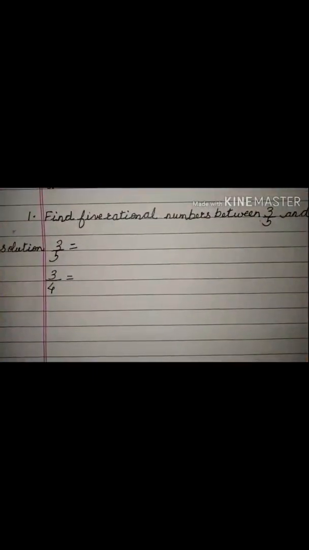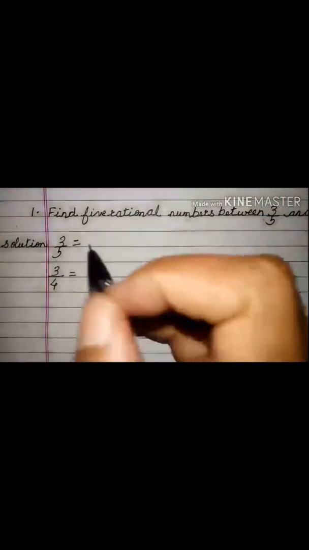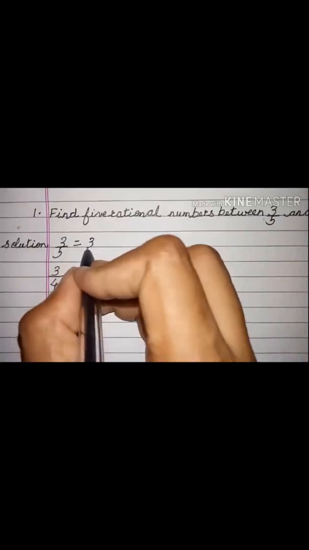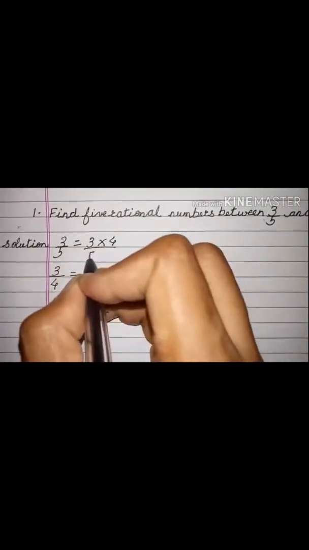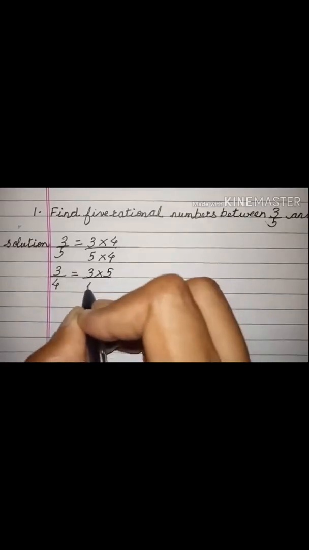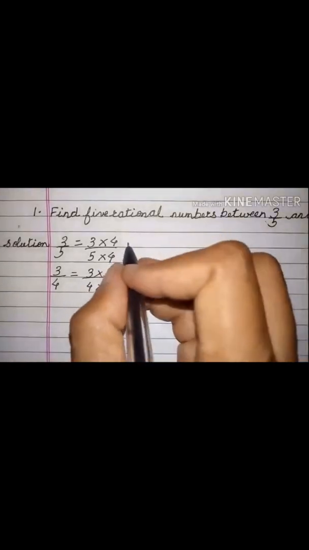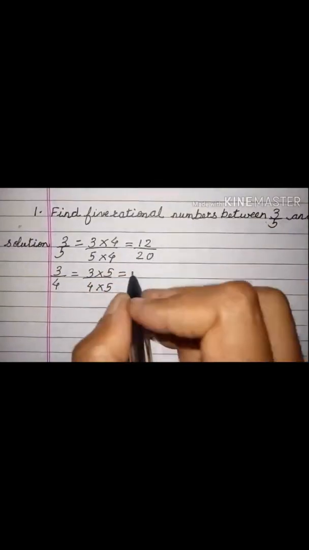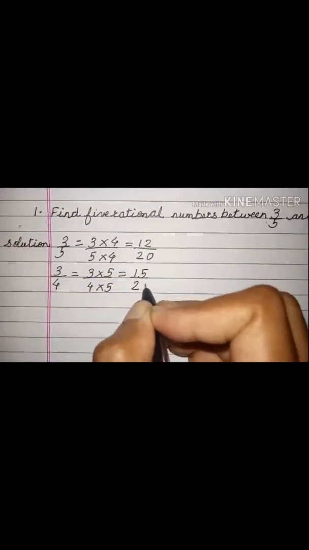Now the first step in solving this problem, children, is making the denominator the same. Here the denominator is 4, here the denominator is 5. So you just exchange and multiply. So this will be 3 into 4 over 5 into 4, and this will be 3 into 5 over 4 into 5. Now simplify this. So this will be 12 by 20 and 15 by 20.